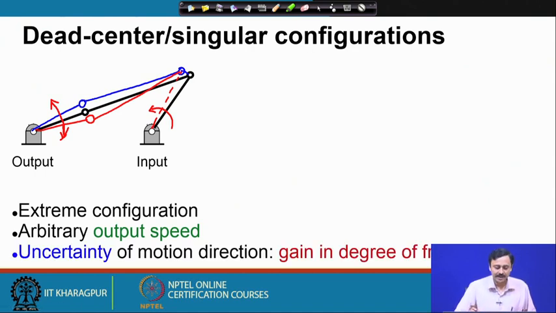So, we have a gain in degree of freedom. I can choose in which direction this will move, whether it is going to move in the counterclockwise direction or whether it is going to move in the clockwise direction. I have this freedom of choice. So, there is a gain in the degree of freedom.